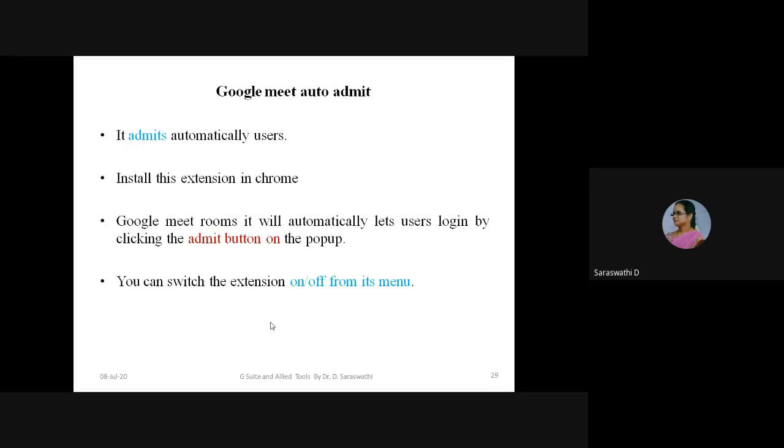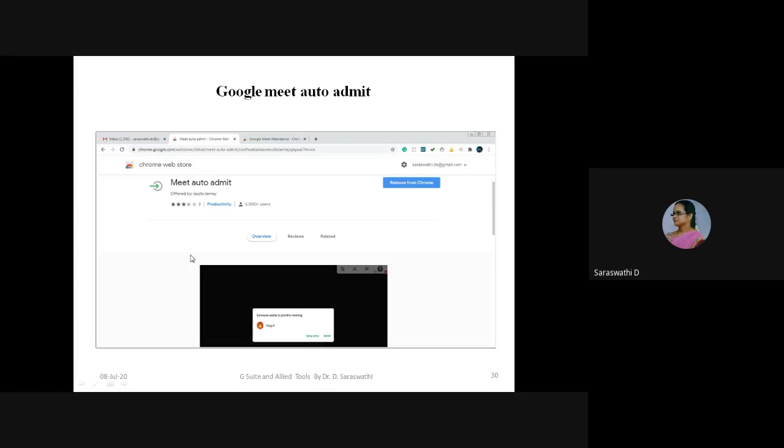The next one, Google Meet Auto Admit. Suppose you conduct a meeting, you have to admit the participants, then only they can attend the meeting. So admitting the participants is a very tedious task. You have to give the admit to all the participants. So instead of giving admit manually, you can use the automatic option. For that, you just have the extension in Chrome, that is Meet Auto Admit.